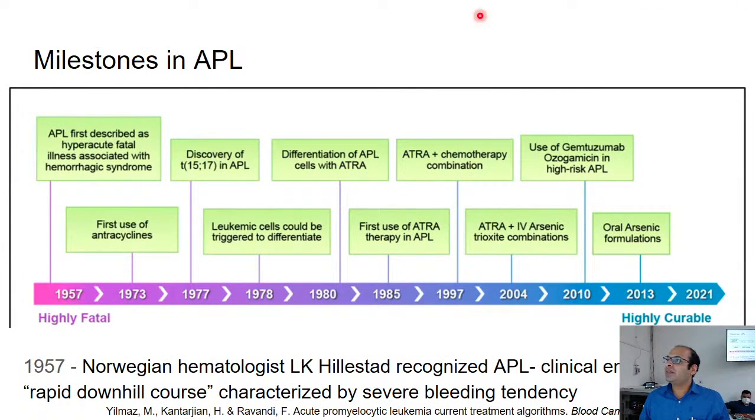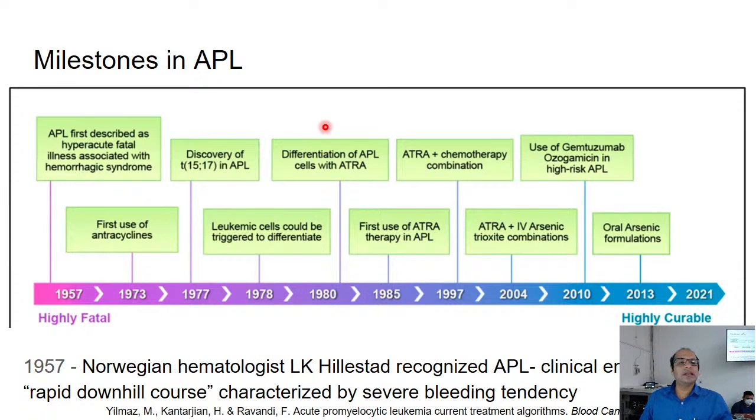This graph beautifully highlights how APL was described in the 1950s, somewhere in the middle of last century, as a pathological entity with a rapid downhill course and a high bleeding tendency. Now, from that point, it has improved to a highly curable disease in the current era. Between these time points, there was the discovery of translocation 15;17 in the 1970s, and in the early part APL was treated like other acute myeloid leukemias with the 3+7, or daunorubicin plus cytarabine, kind of induction therapy.